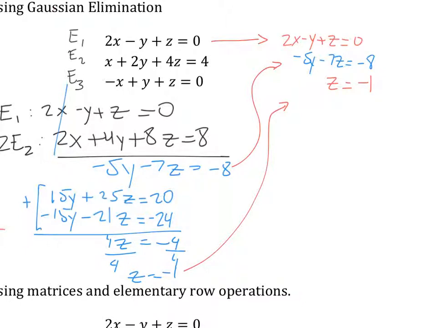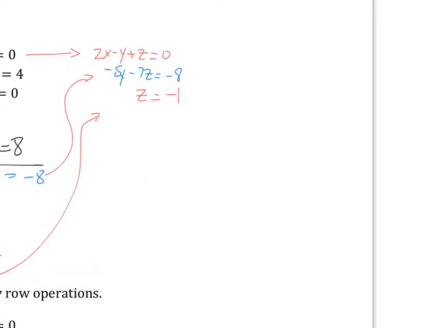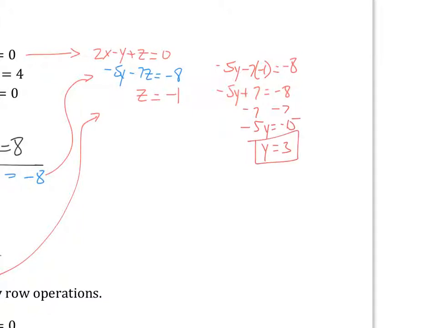We already know z, of course. It's negative 1. Plugging that into the second equation, we get negative 5y minus 7 times negative 1 equals negative 8. And subtracting 7, we get negative 5y equals negative 15. Dividing by negative 5, y equals 3. So we found y, and we already know z.